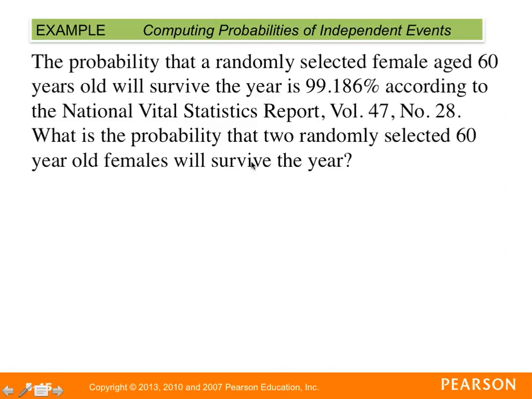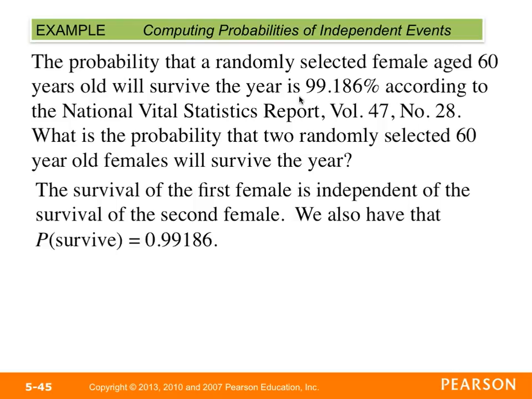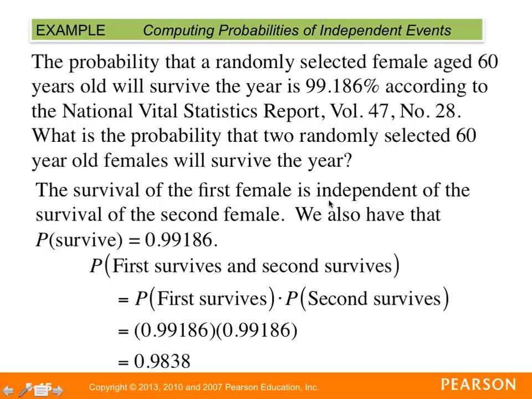So the probability that a randomly selected female aged 60 years old will survive the year is 99.186% according to the National Vital Statistics Report. What is the probability that two randomly selected 60-year-old females will survive the year? So the probability for survival of the first is going to be 0.99186, and the probability of survival for the second is going to be the same. So all we have to do is multiply that number by itself. The other way you can think about this is 0.99186 squared, and you get 0.9838.